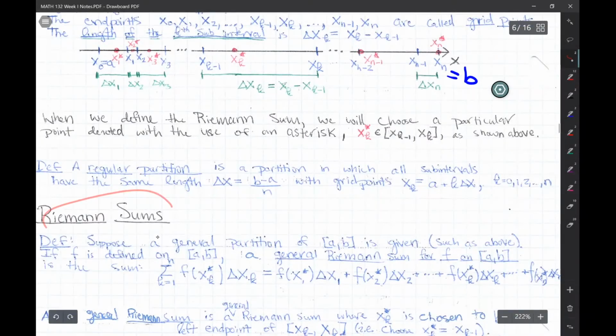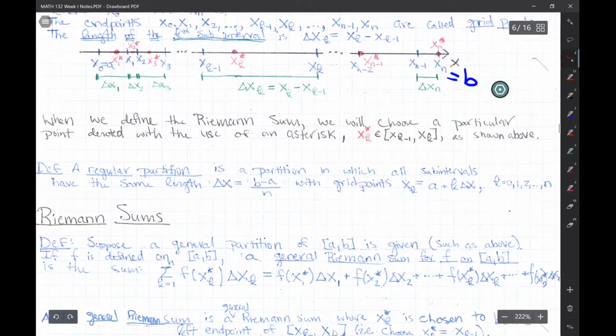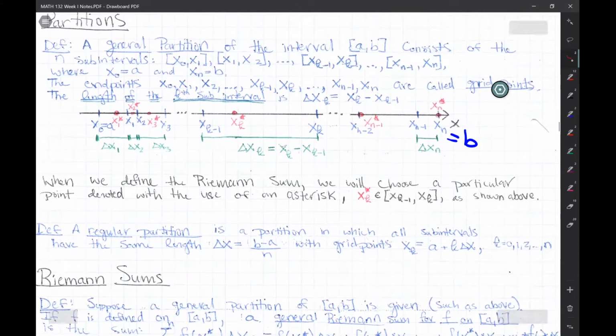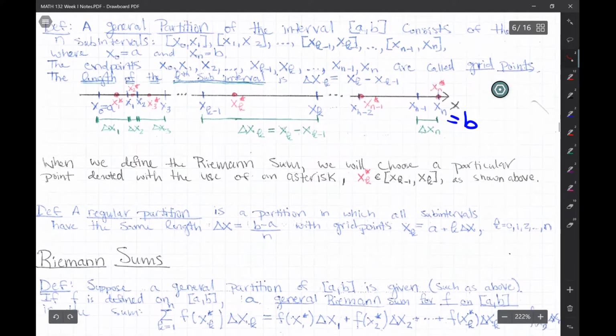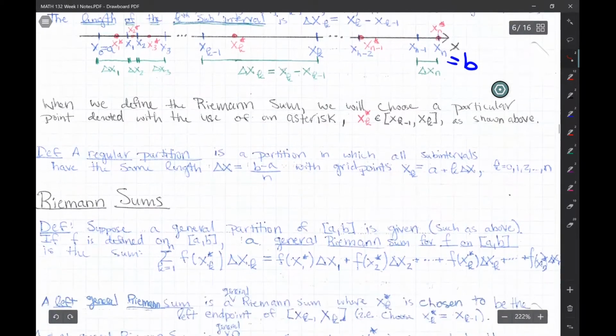So let's talk about Riemann sums. Suppose a general partition of A and B is given, such as the one we see here. So we have the interval that begins at x equals A and ends at x equals B. And so we have that general partition.